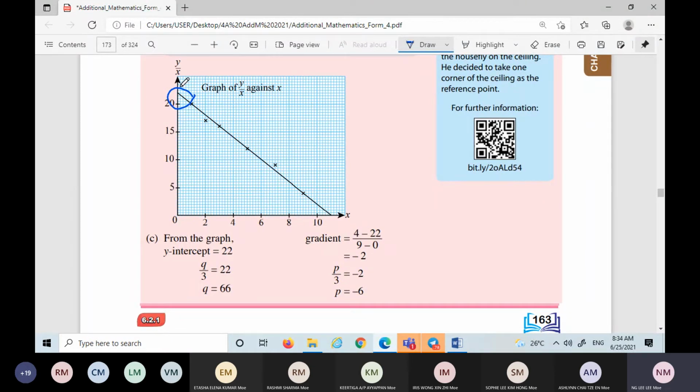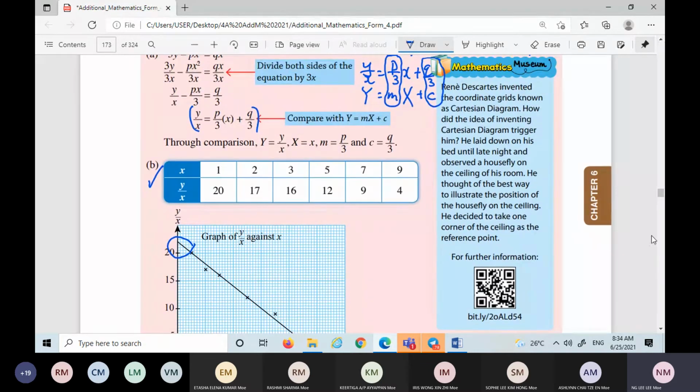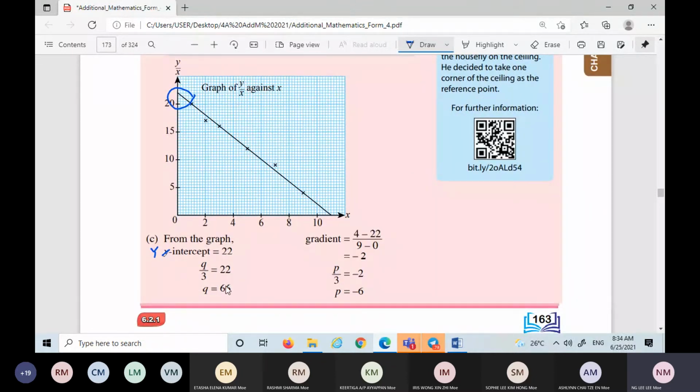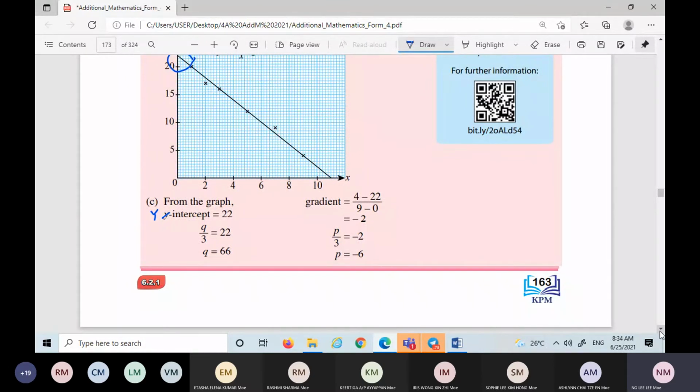Okay, and then read from the graph the y-intercept. This one should be a capital letter Y, not a small letter. Change it in your book. From the graph it is 22. Same thing, the C is Q over 3. So match with Q over 3. So Q over 3 is 22. Then get the Q. This is a paper 2 question, the whole question. They will ask you to analyze the information, same like yesterday. That is 10 marks.